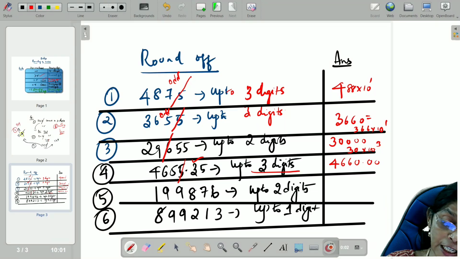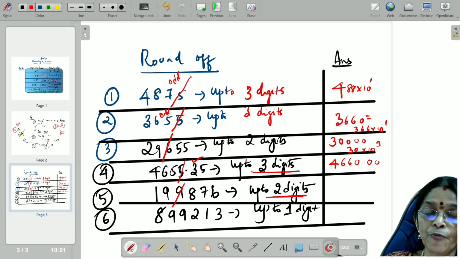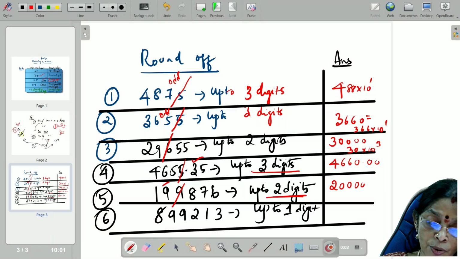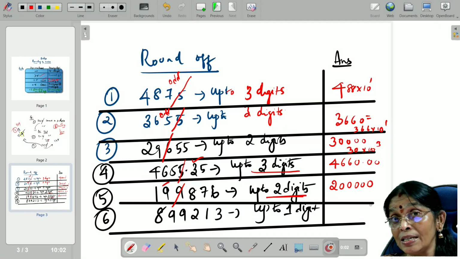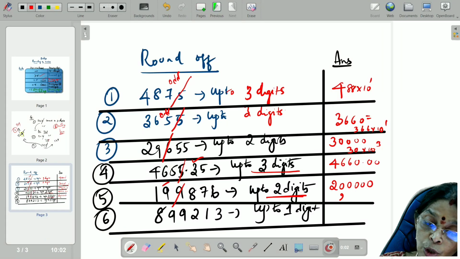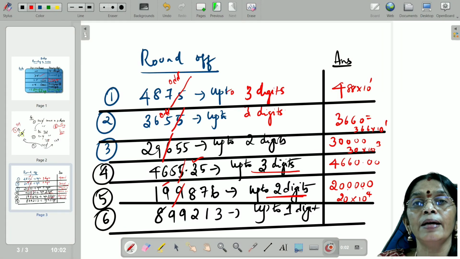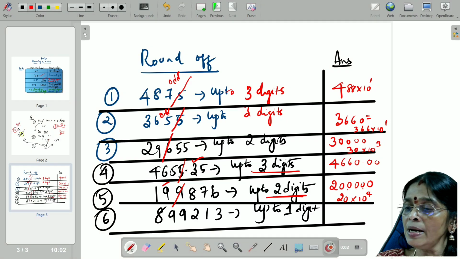Next, up to 2 digits. The digit to be dropped is 9. It is greater than 5. The preceding digit is increased by 1. So it becomes 20, then zeros, because the value should not change, which I have already mentioned. So 20 into 10 power 4. So hope you understand, children.